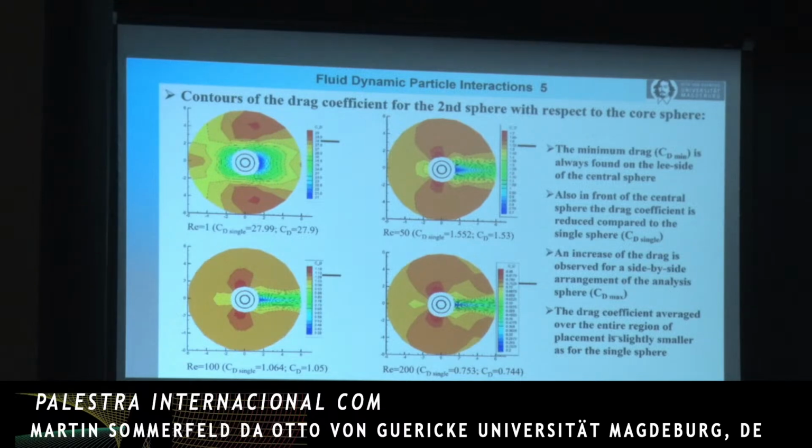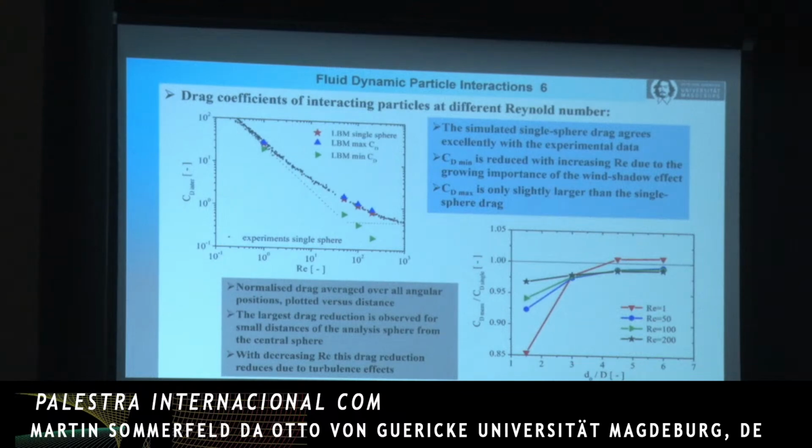And this, of course, is changing from low Reynolds number to high Reynolds number. So we know that the flow field being disturbed by the sphere is much bigger in a low Reynolds number situation than in a high Reynolds number situation. So also this region in the wake where the drag reduction occurs is more narrow. So as a summary from that, we have here the drag coefficient of the analyzer sphere versus the Reynolds number.